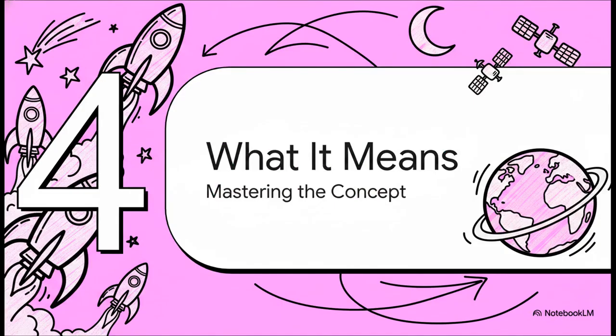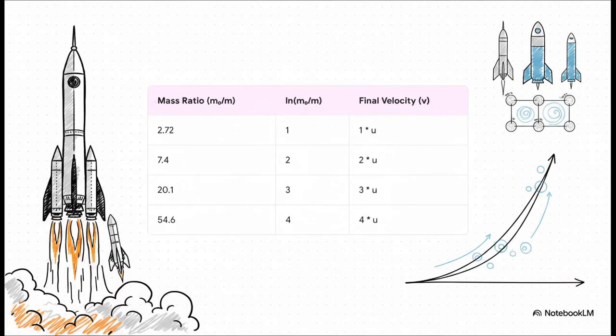So we have the equation, but what does it really tell us? I mean, deriving it is one thing, but truly understanding its profound implications, that's the real key. Let's break down what this formula reveals about the incredible challenge of space travel. And this table right here perfectly illustrates what's often called the tyranny of the rocket equation. Because of that natural logarithm, your gains are not linear at all.